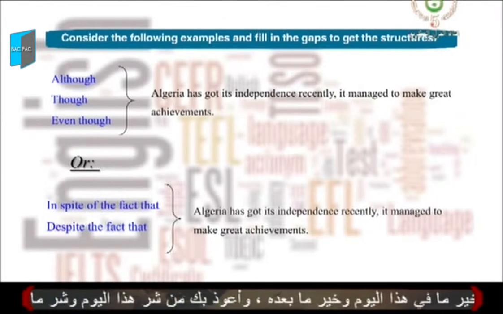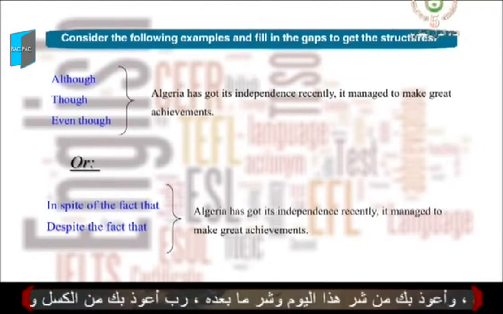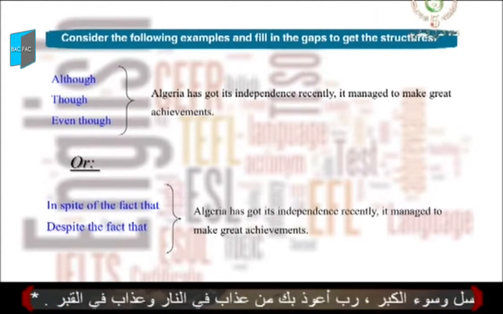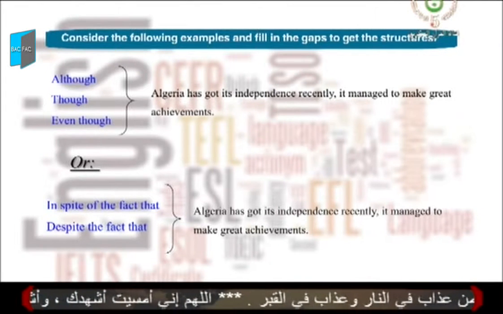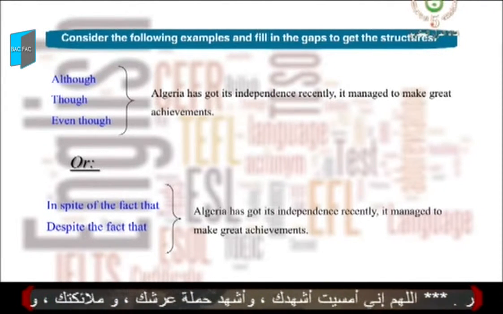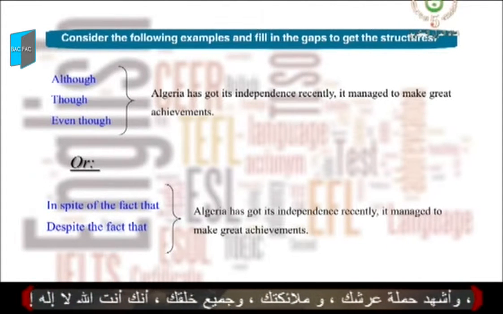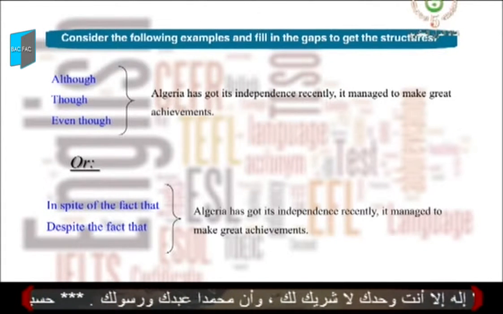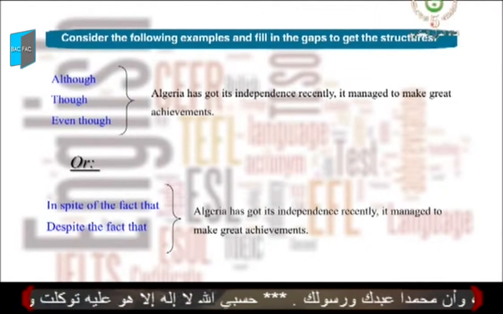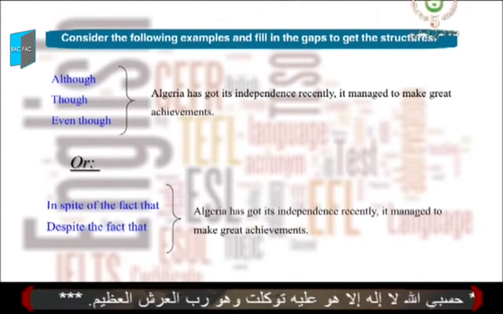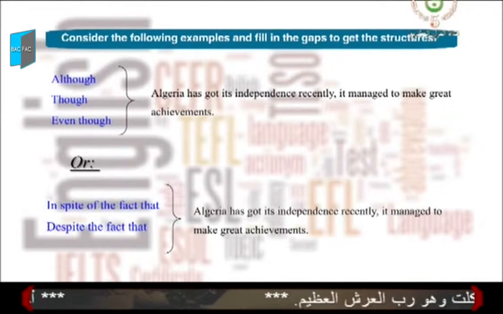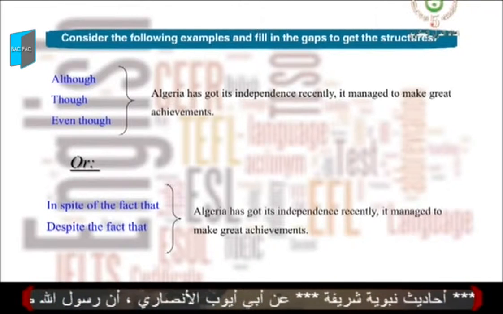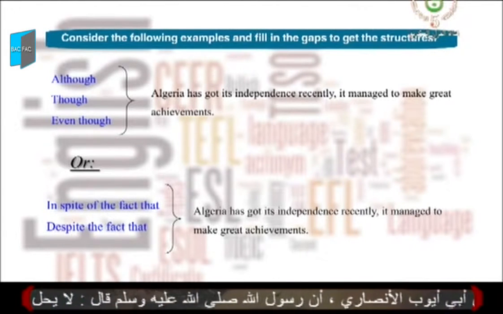When you look at these 2 sentences, what do you notice? What comes just after the link words although, though, and even though? Right, we have a subject, Algeria, and the verb has got. Then it's followed by the rest of the sentence. Consider the second example with in spite of the fact that and despite the fact that. Do we have any difference? No, we have no difference. So what can we say? All these link words, though, even though, although, in spite of the fact that, despite the fact that, are used in the same way.